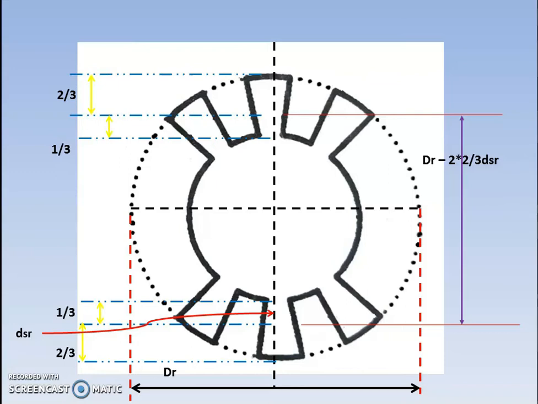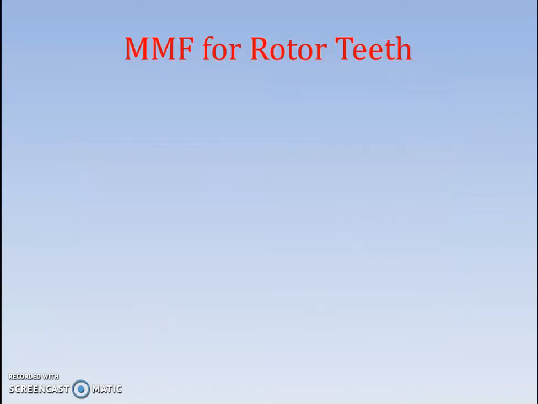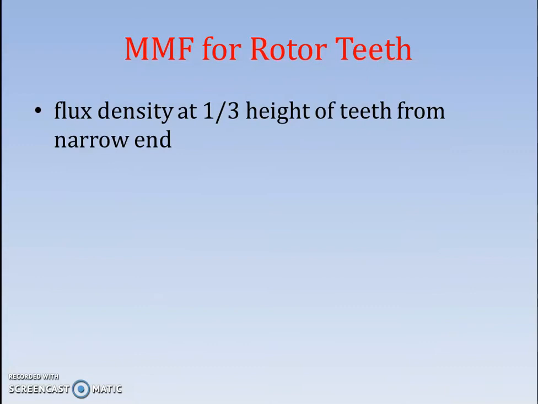So this diagram is very important. From this diagram we can easily calculate the required dimensions. So let us now calculate magnetomotive force for rotor teeth. Flux density at 1/3 height of the teeth from narrow end. So flux density, again TR, that is the rotor teeth at 1/3 height, is given by this equation: flux divided by slots per pole multiplied by net iron length and multiplied by width of the rotor teeth at 1/3 height. In each calculation, this width is very important.